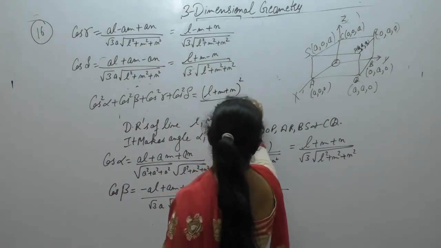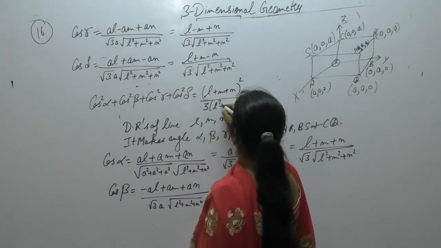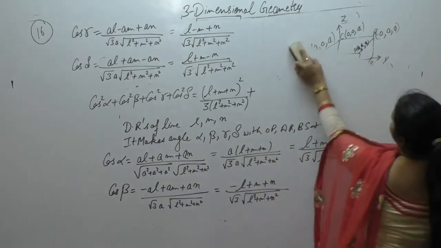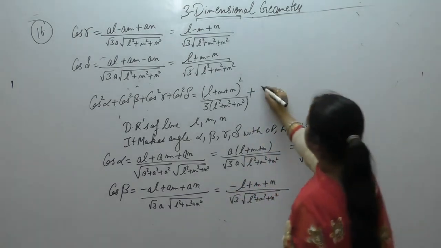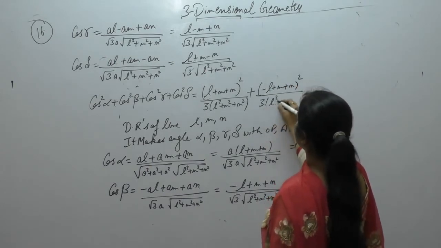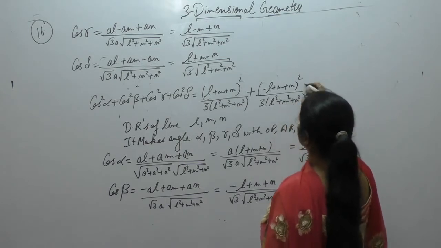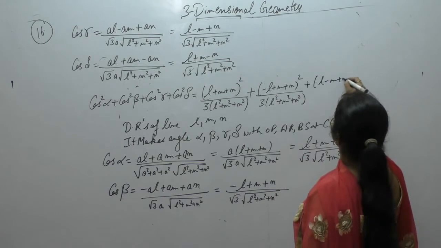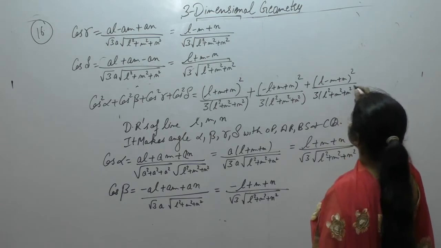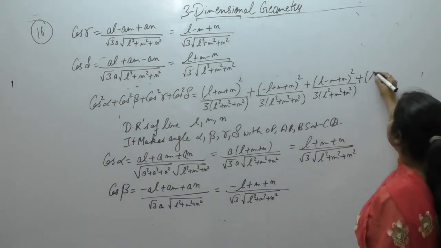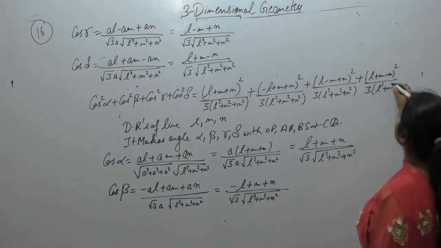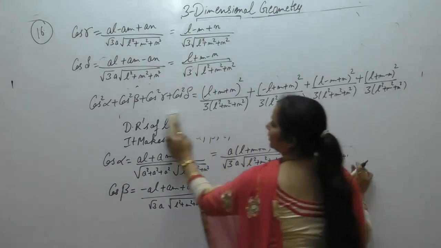Square of the denominator is 3 into l square plus m square plus n square, plus cos square beta. Cos square beta is minus l plus m plus n whole square upon 3 into l square plus m square plus n square, plus l minus m plus n whole square upon 3 into l square plus m square plus n square, plus cos square delta, l plus m minus n whole square upon 3 into l square plus m square plus n square. Now we have to solve this.